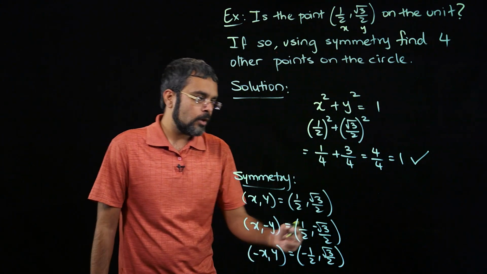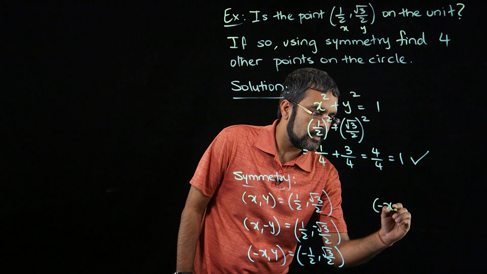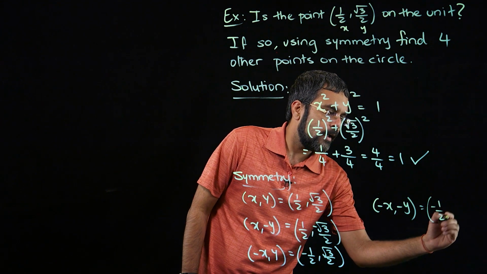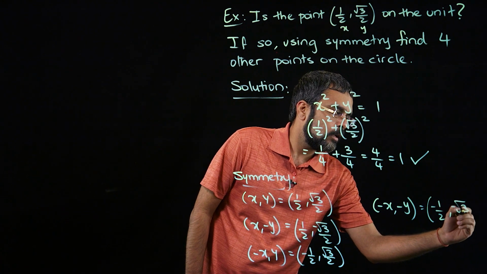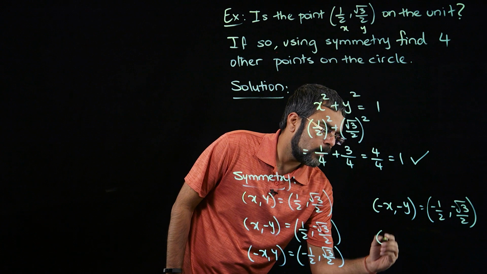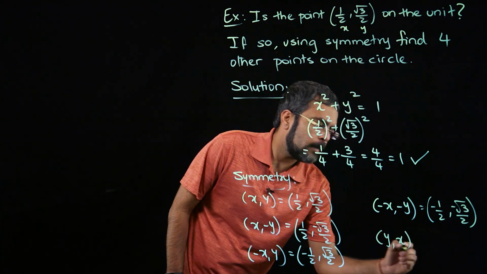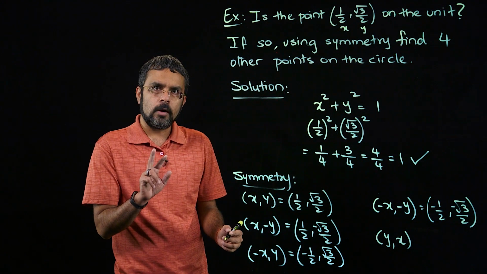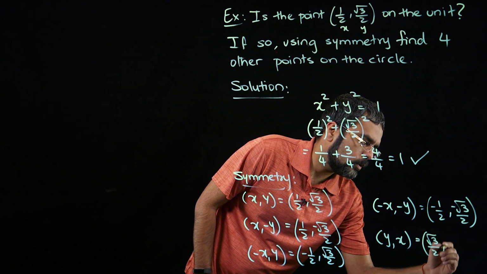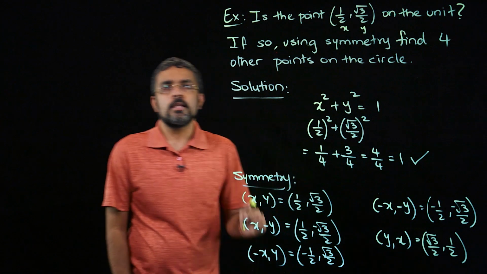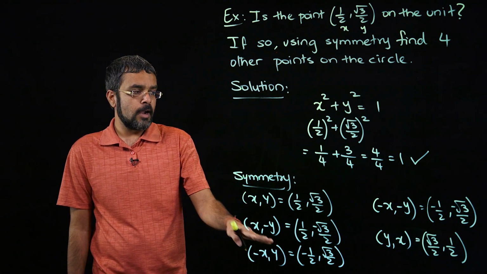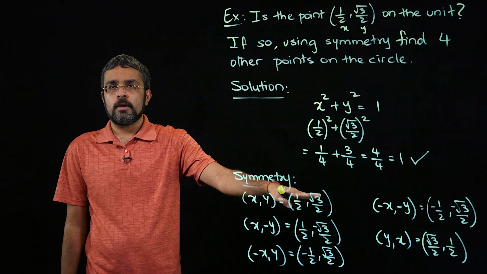The reflection about the origin would be your points negative x and negative y, and those would be my points negative 1/2, comma, negative √3/2. And finally, my reflection about the line y equal to x, where basically I just switch the x and y coordinates, and so that's going to be √3/2, comma, 1/2. So since that point is on my unit circle, I can use symmetry, right, and I can find 4 of the points on my unit circle as well.